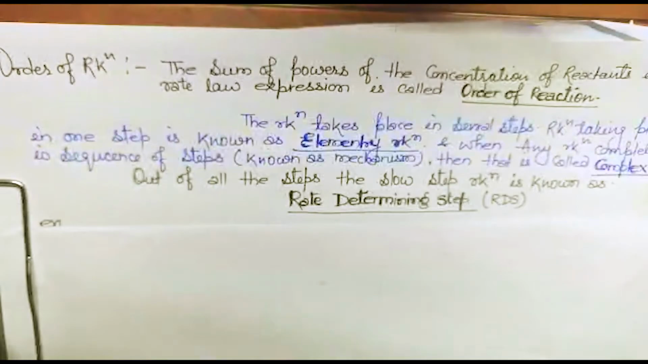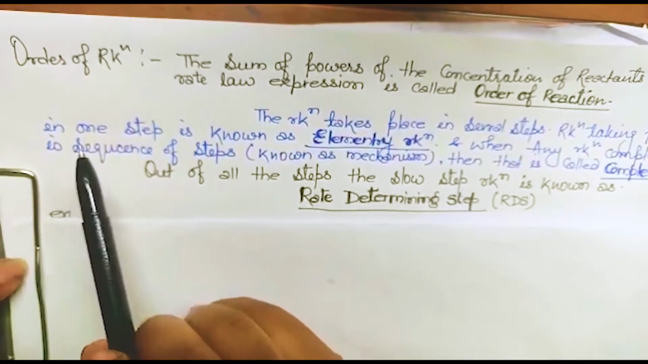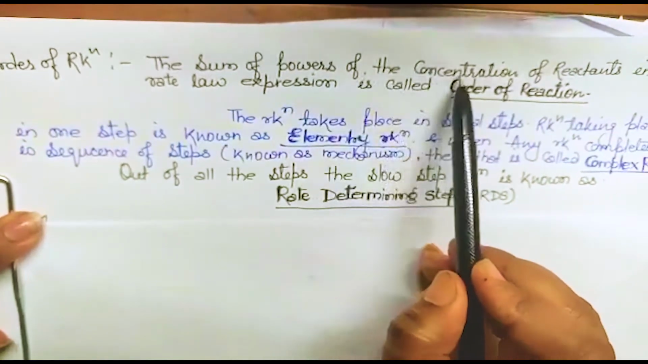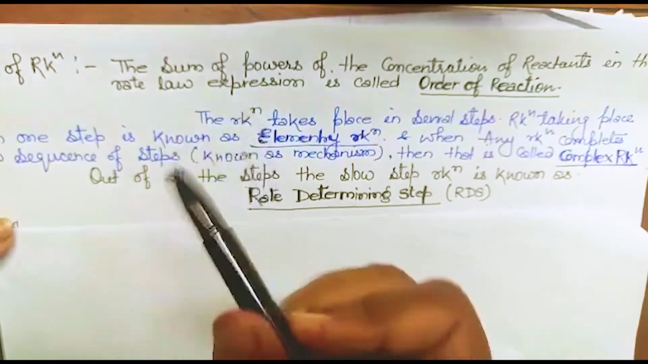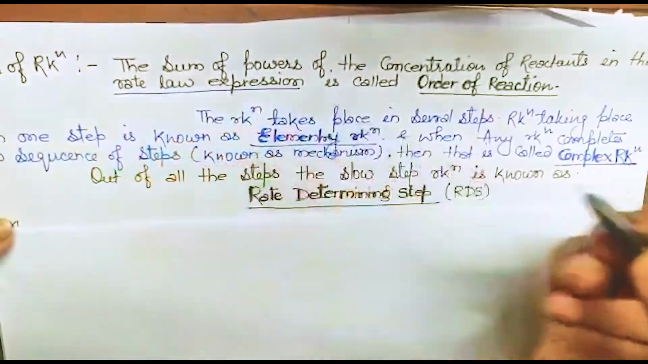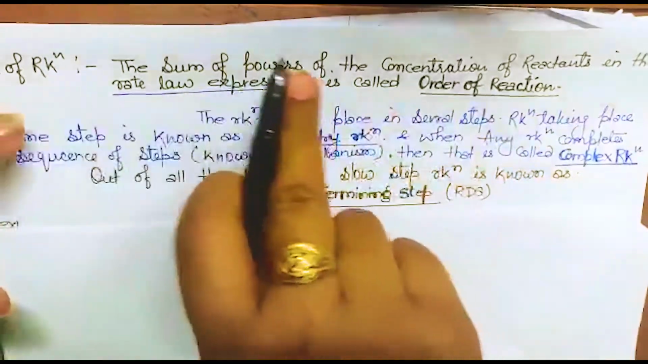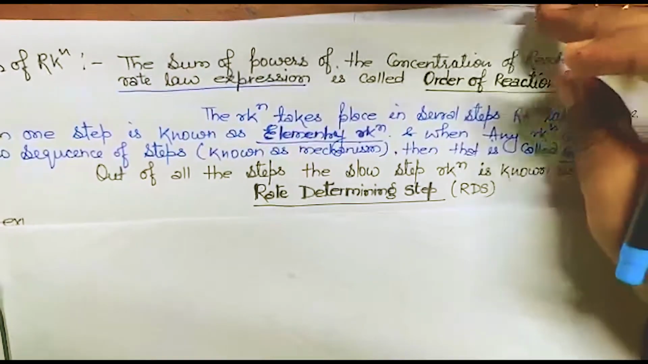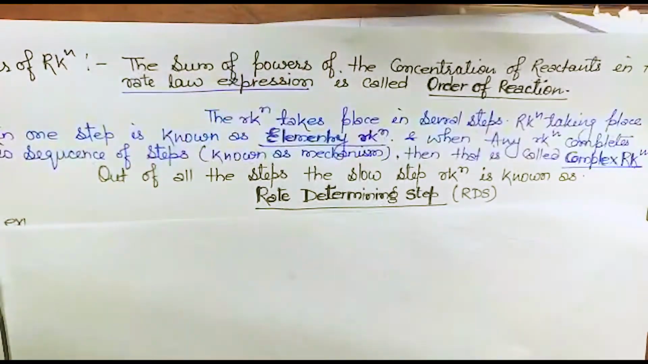Got it? So order of reaction, how can it be defined? Order of reaction is the sum of the powers of the concentration of reactants in the given rate law expression. This is a must point. That should be the rate law expression. There is no dependence on the stoichiometric coefficient because it is an experimental value.